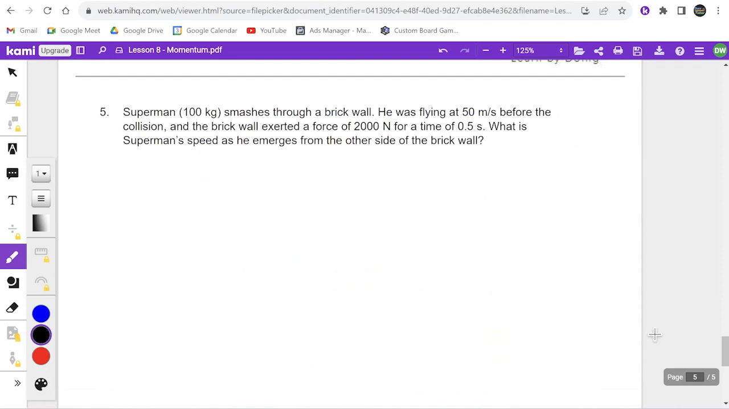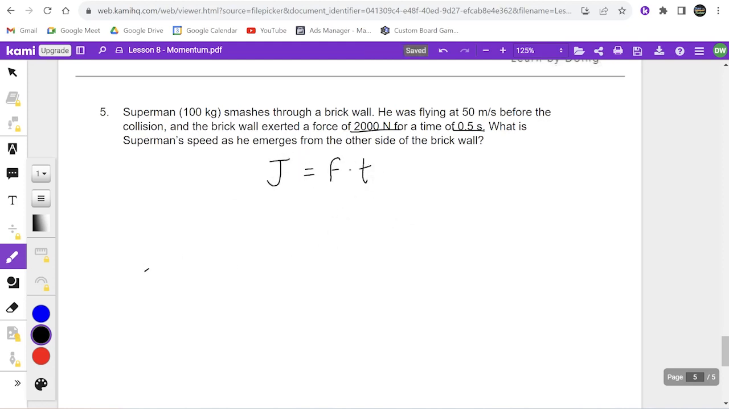Superman, 100 kilograms, smashes through a brick wall. He was flying at 50 meters per second before the collision, and the brick wall exerted a force of 2,000 newtons for a time of 0.5 seconds. What is Superman's speed as he emerges from the other side of the brick wall? So hopefully you realize for this one, I need probably force times time because I'm given a force and a time. So impulse J equals force times time.